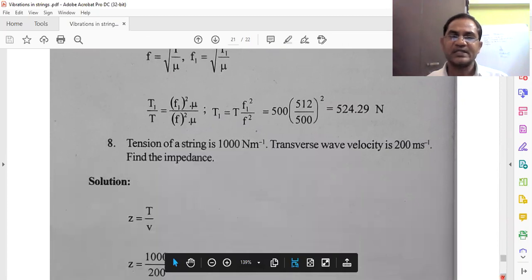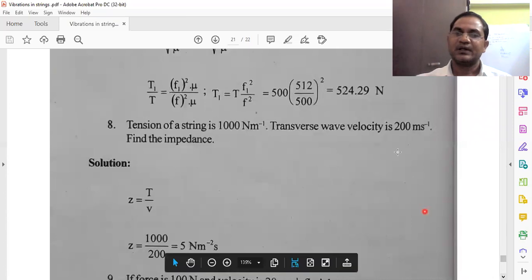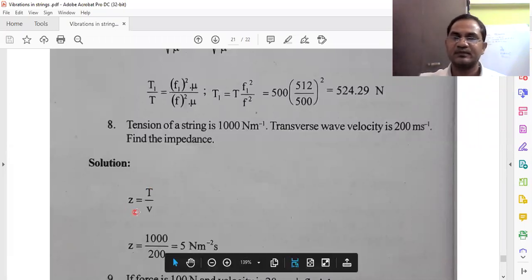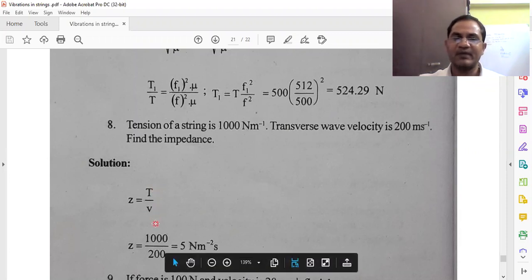Next, one more problem. Tension of a string is 1000 Newton per meter, and transverse wave velocity is 200 meter per second. Find the impedance. Anyone tell me the formula for impedance of the wave motion? In the previous class, we discussed this one. Impedance Z is equal to what? Force by velocity, or tension by velocity.